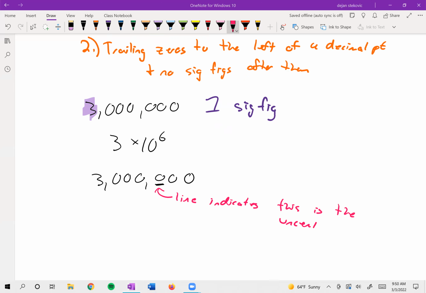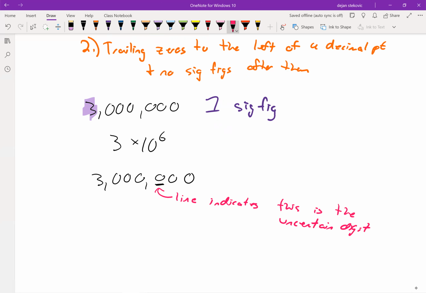And it's really the uncertain digit, right? Which again is a sig fig. So now we know the 3 is a sig fig. This underlined zero is a significant figure because it's underlined. And now all of the zeros between these two sig figs are also significant. So in this case, we would have 5 sig figs.